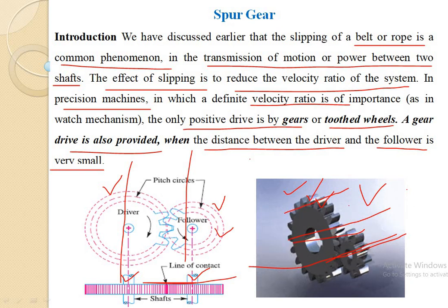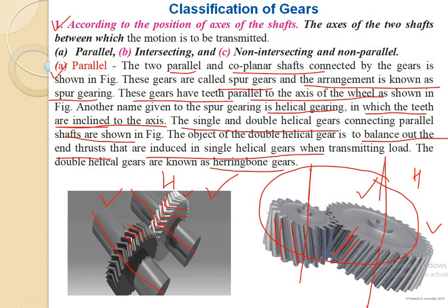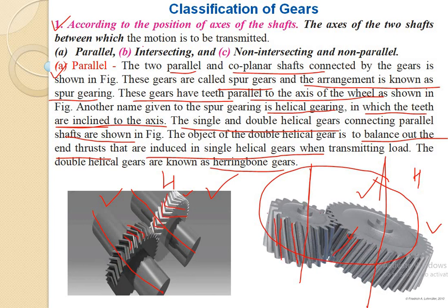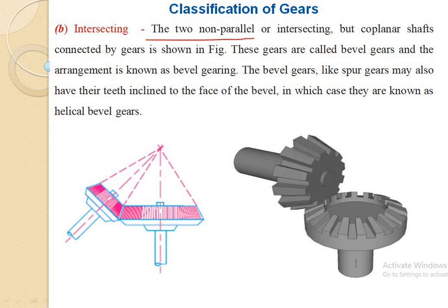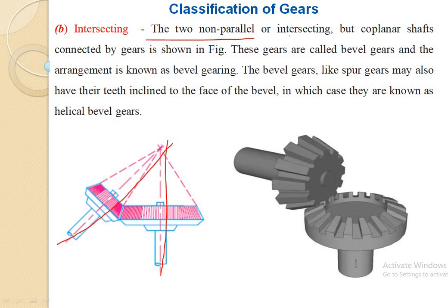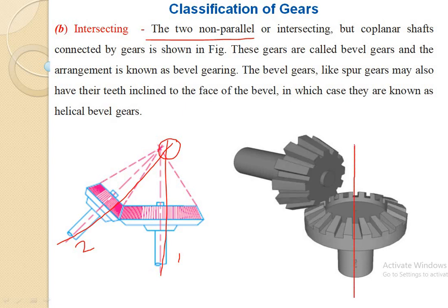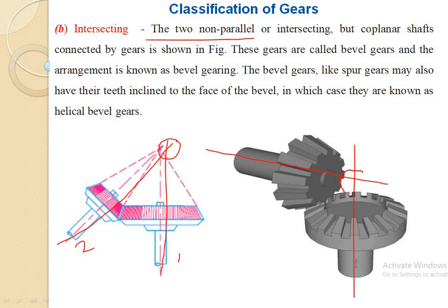In all these three categories, the axes of the shafts are parallel with each other, between which we have to transmit the power. This is the first classification, depending upon the axis, in which the axes are parallel. The next is intersecting. Now this is one axis and this is another axis. The two are non-parallel, but these axes are intersecting at this point. This is one axis of the gear and this is another axis of the gear. Now these two axes are not parallel to each other, but they are intersecting.